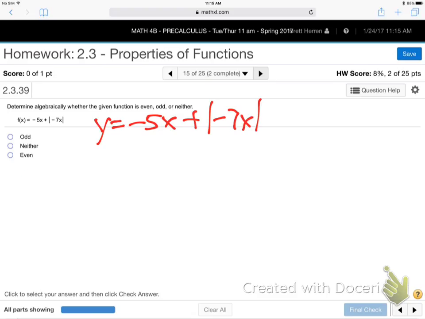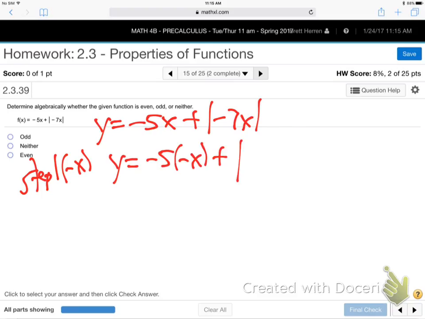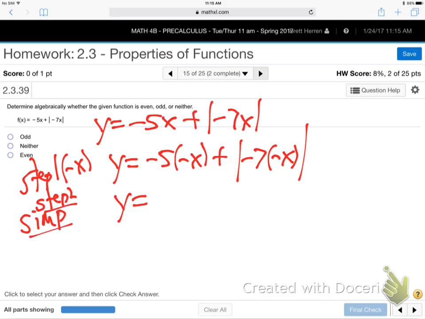Okay, so how you guys doing? So step 1, plug in negative x. Like that. And then step 2, simplify. So 2 negatives, positive 5x. 2 negatives, positive there. Good so far? Okay, then compare.